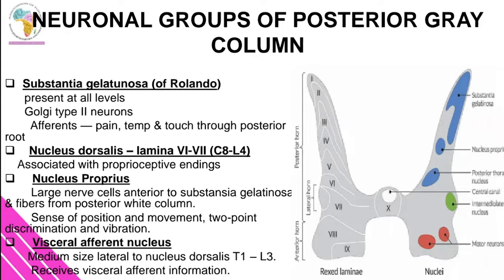Then we'll talk about the nucleus proprius, which is anterior to the substantia gelatinosa of Rolando, which is associated with lamina 6 to 7, and it is located between C8 to L4, and this one is associated with proprioception.